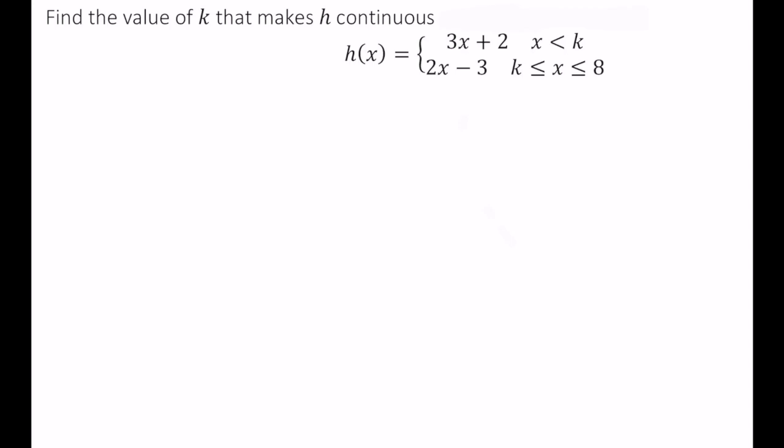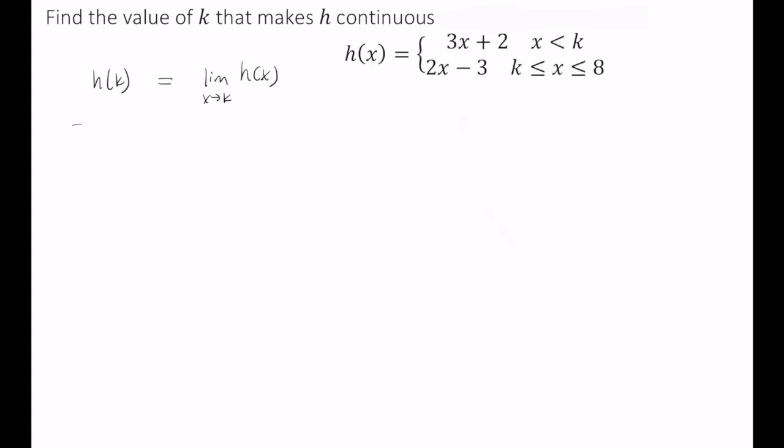Welcome. In this video, we are going to find some value k that makes this function continuous. And in order to do so, let's recall what continuity actually means. This function h has to be defined at k. This limit as x approaches k of h of x has to exist, and these values have to be equal to each other.